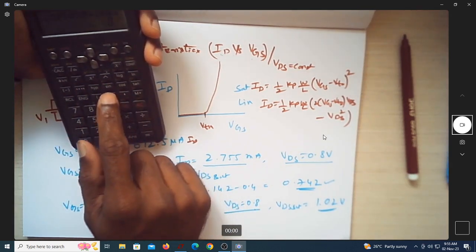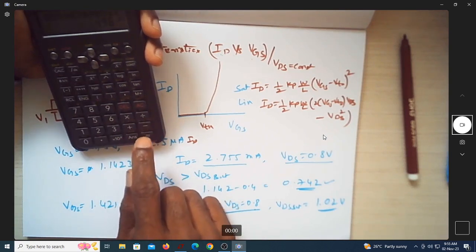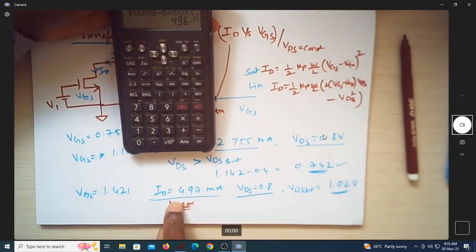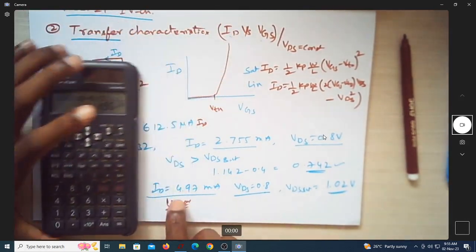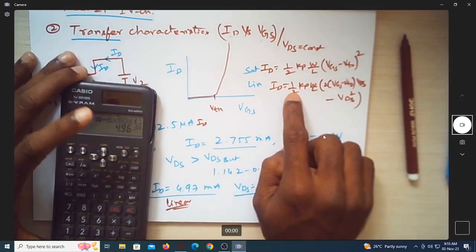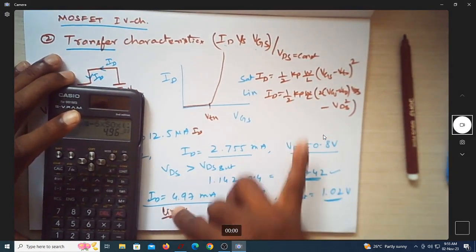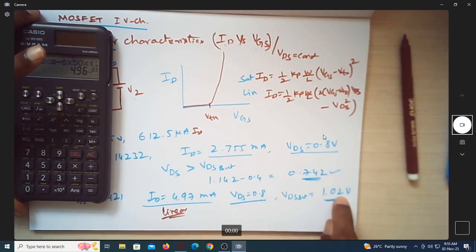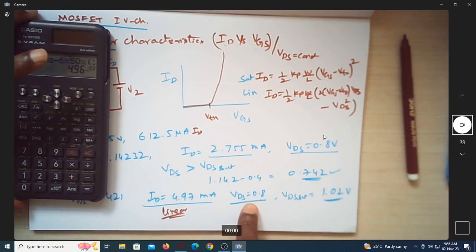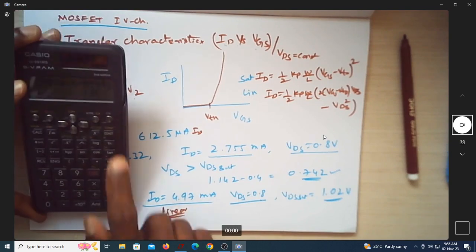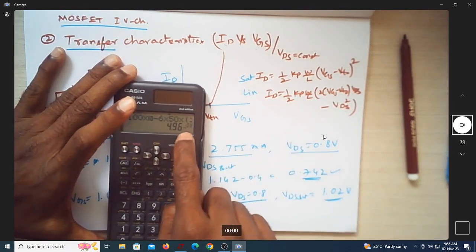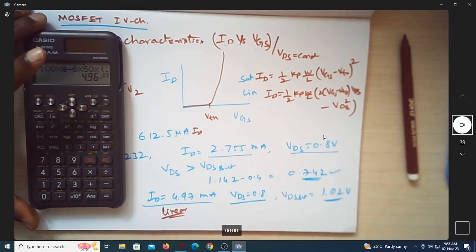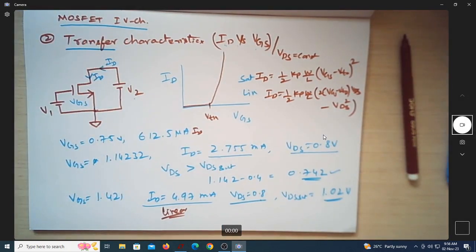This is the expression. You can see it is almost 4.96. So this is my current using this equation, which indicates it's a linear region. It's linear because VDS SAT is 1.02, whereas your VDS is less than this, so the MOSFET is in linear region. The calculated current is 4.96. From simulation it is 4.97. So they are perfectly matching.